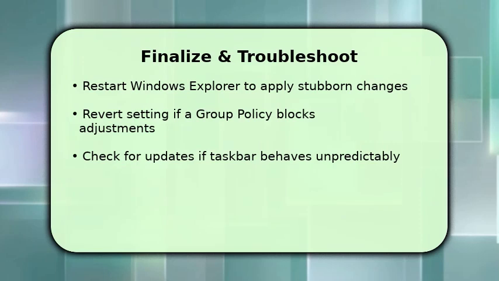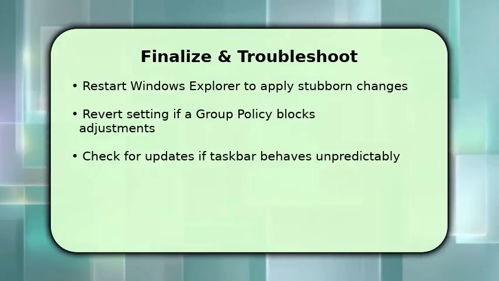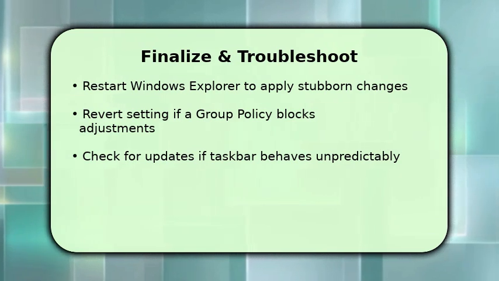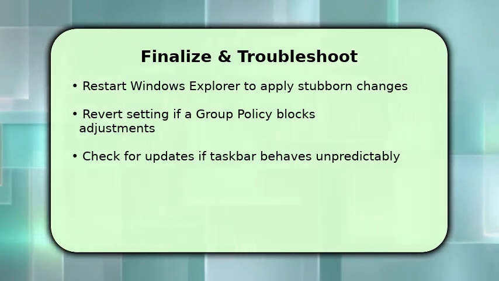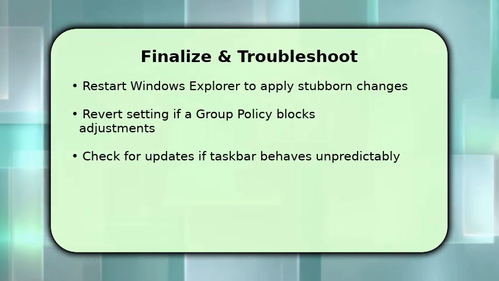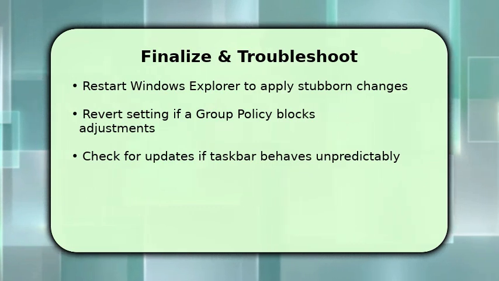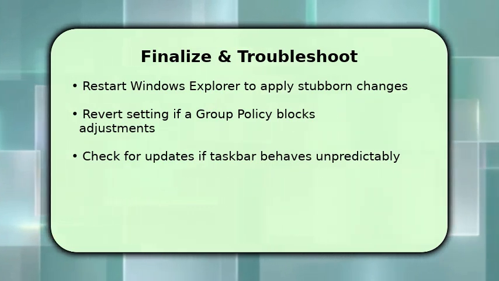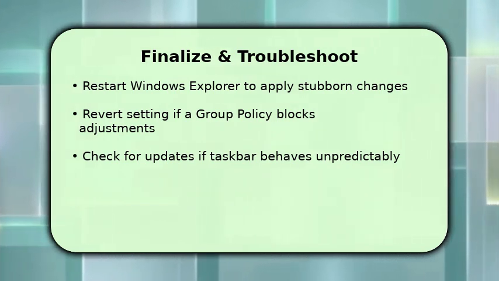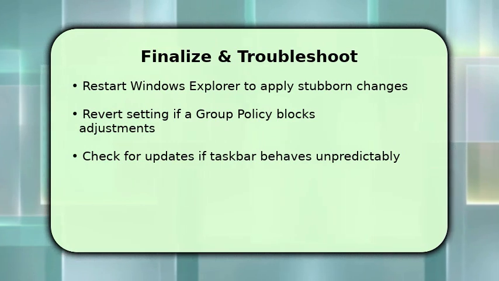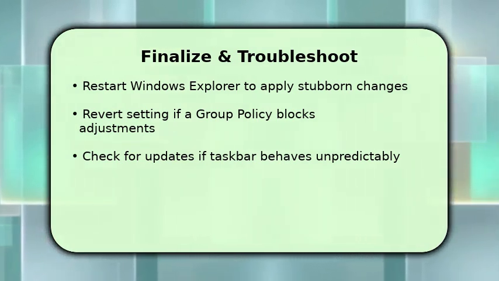Finish by reviewing settings and testing the taskbar under normal use. Sign out or restart if you need a clean state. If a change doesn't stick, open Task Manager, restart Windows Explorer to force the UI to refresh. This often resolves display glitches. Make sure group policy or IT restrictions aren't preventing changes. If they are, contact your admin. Finally, run Windows Update when the taskbar behaves oddly, because system updates often fix related bugs and improve stability.